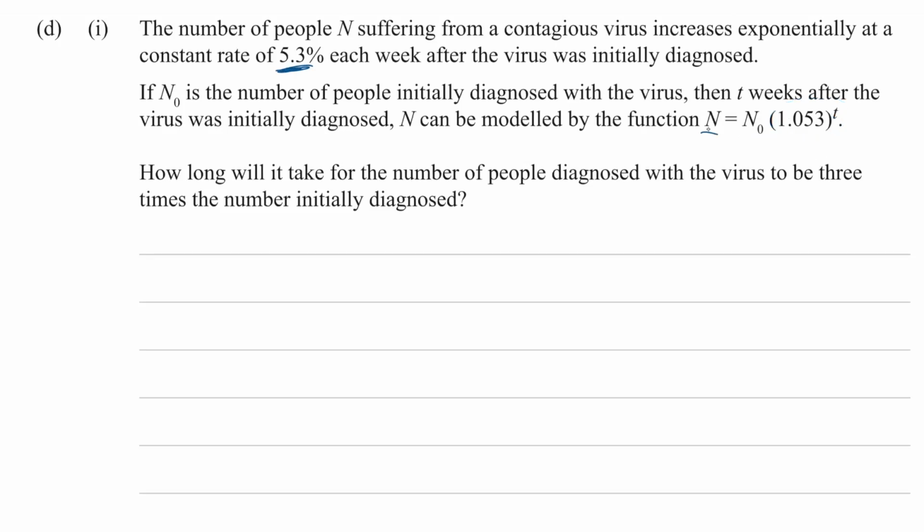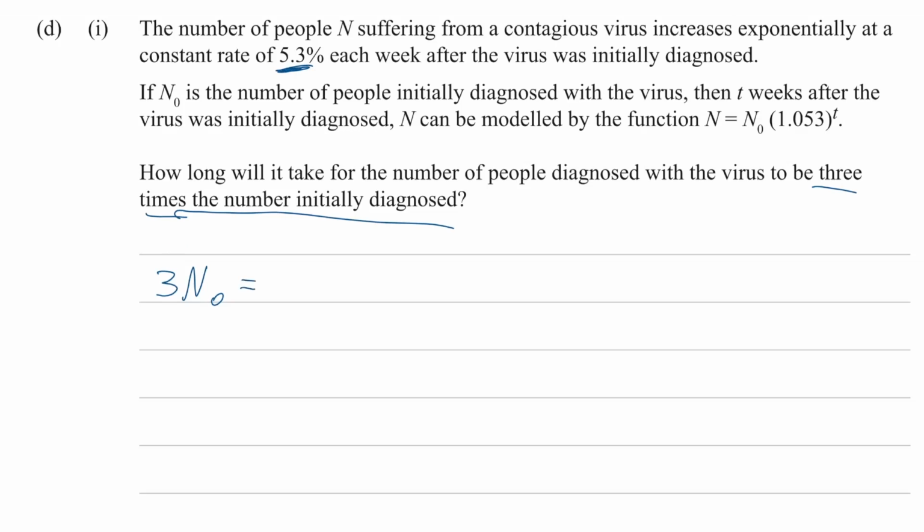But if we increase time, we'd expect an exponentially increased number of people infected. And so the first question is, how long will it take for the number of people diagnosed with the virus to be 3 times the number initially diagnosed? So we're looking for N, the number of people infected, or diagnosed, to be 3 times the initial amount.